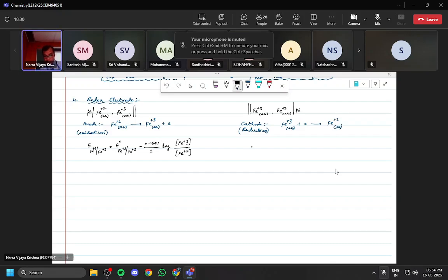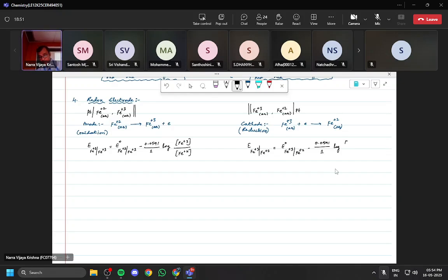Now give Nernst's equation. E of Fe+3 converted to Fe+2 equals E naught of Fe+3 converted to Fe+2 minus 0.0591 upon, again, 1 only, log of Fe+2 concentration upon Fe+3 concentration. Acceptable? Right? Yes, sir. We are done with the redox electrode. Now, next one. What do they give?